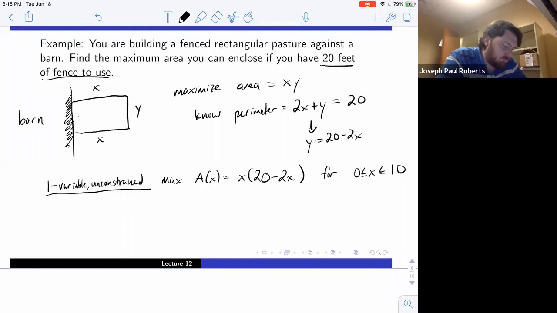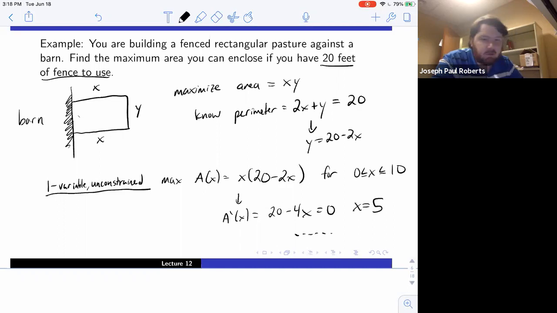And what you did in Calc 1, you did A prime of x, which would be 20 minus 4x, right? Because 20x minus 2x squared has derivative 20 minus 4x. You set that equal to 0, so you get x equals 5, and so on and so forth to justify that that's in fact the maximum. But that's the Calc 1 way.